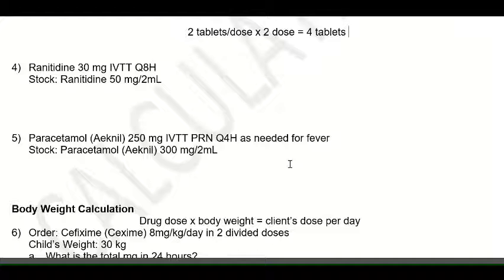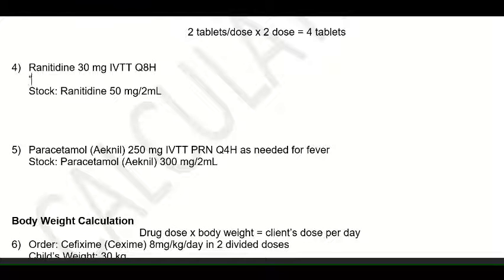Now, on the 4th example, this is an IV, an intravenous medication. Let's talk about ranitidine, 30 milligrams IVTT every 8 hours. Ranitidine, we commonly refer to this one as an antacid. Later on you will know the difference between antacid and other medications. In the pharmacologic sense, this is referred to as an H2 receptor antagonist.